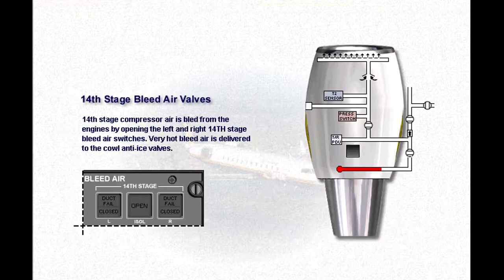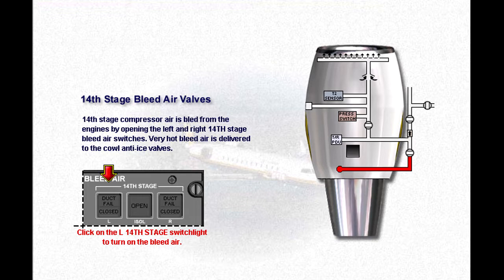14th stage bleed air valves. 14th stage compressor air is bled from the engines by opening the left and right 14th stage bleed air switches. Very hot bleed air is delivered to the cowl anti-ice valves.